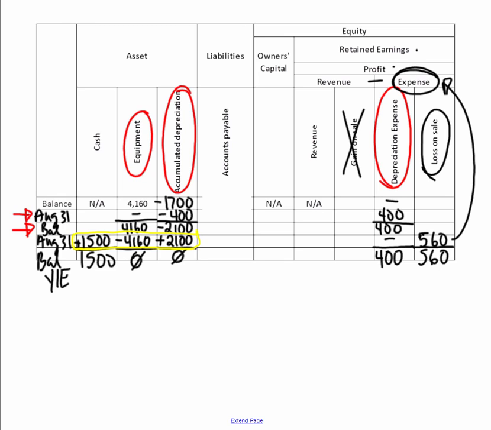So in the end, at the end of the year, I end up with cash sitting at $1,500. I end up with depreciation of $400, and then I end up with my loss on sale. What's going to happen then? I'm going to buy a new asset, and I'm going to start the process all over again.